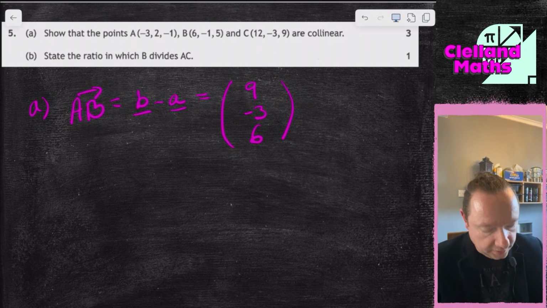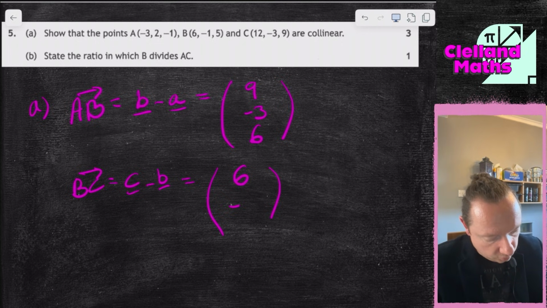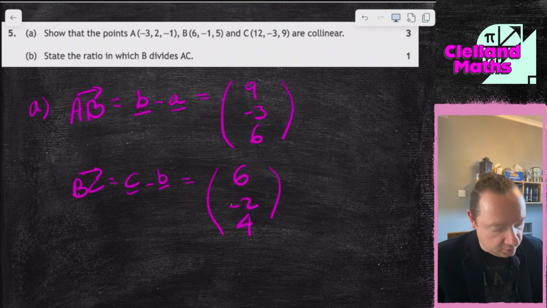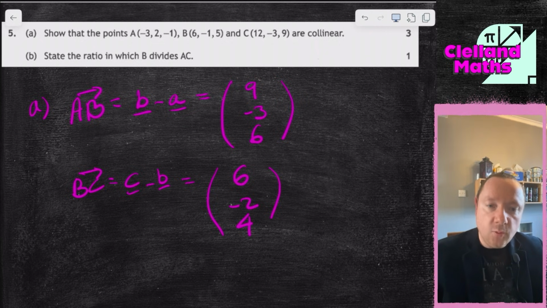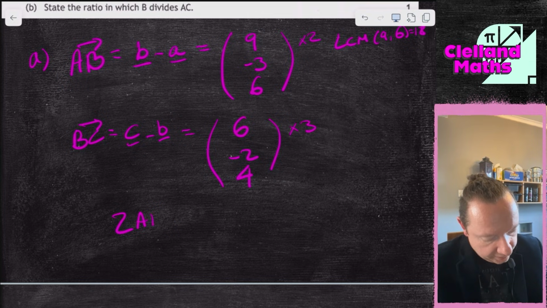And then we do the same for B to C, which is C minus B. So that is 12 minus 6, which is 6, minus 3 minus minus 1, which is minus 2, and 9 minus 5 is 4. So we get 6, minus 2, 4, and 9, minus 3 and 6. So 6, 12, 18, 9, 18. The lowest common multiple between, say, 9 and 6 is 18. So if I just times that by 2, that equals that times 3, hopefully. So let's just check. 2AB hopefully equals 3BC.